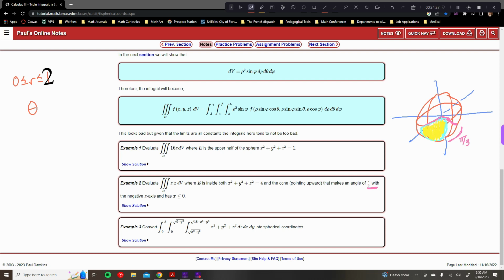The bounds on theta are a little bit tricky, right? So if I have the negative x-axis and theta starts, let's just draw the xy plane. This is the xy plane, and theta starts here and starts wrapping around. Then the negative x-axis is this area, right? So this would be theta from pi over 2 to 3 pi over 2.